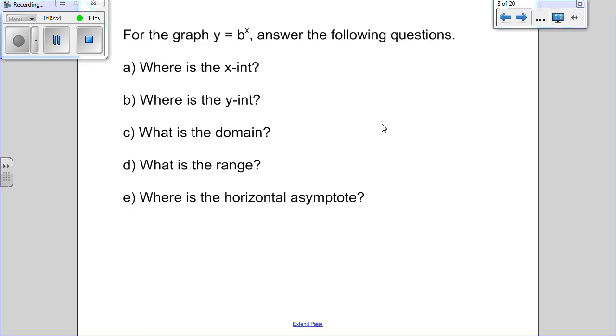We can draw some general conclusions about the graph b to the power of x. Where is the x-intercept on all those graphs we just did? There is no x-intercept. There never will be. Sorry, yeah, y-intercept. You knew that. There's no x-intercepts. They'll never cross the x-axis. Well, where's the y-intercept, Jade?